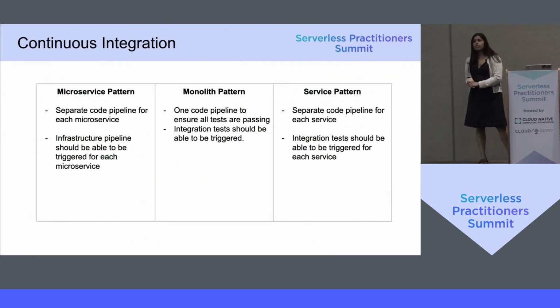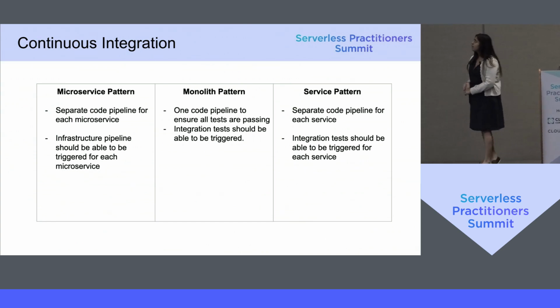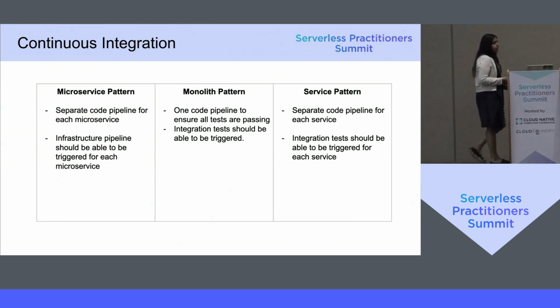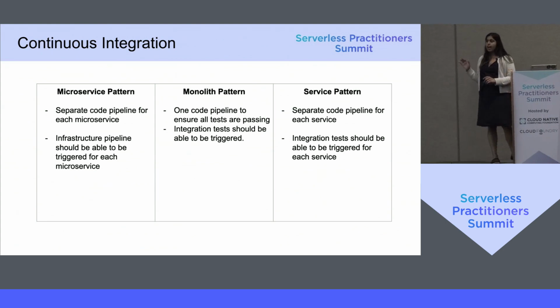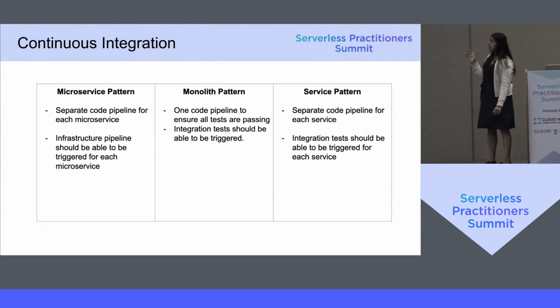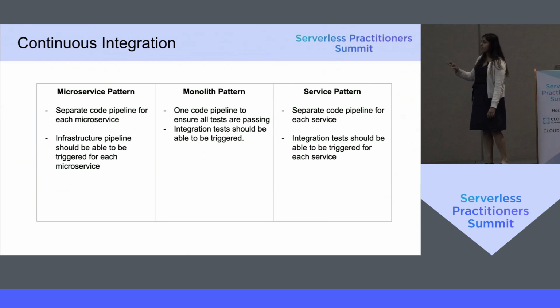And then, so there's different patterns for your serverless code. So for different patterns, you want to do different things. So for the microservice pattern and the service pattern, you want to have different pipelines per microservice and per service. So this helps with continuous integration. So you're only making sure that your service is building and passing every time. And then the integration to every single function should be able to trigger the integration.